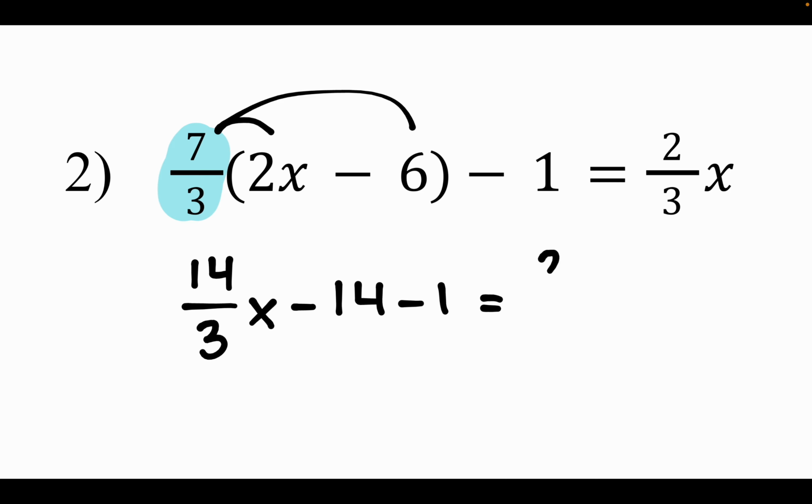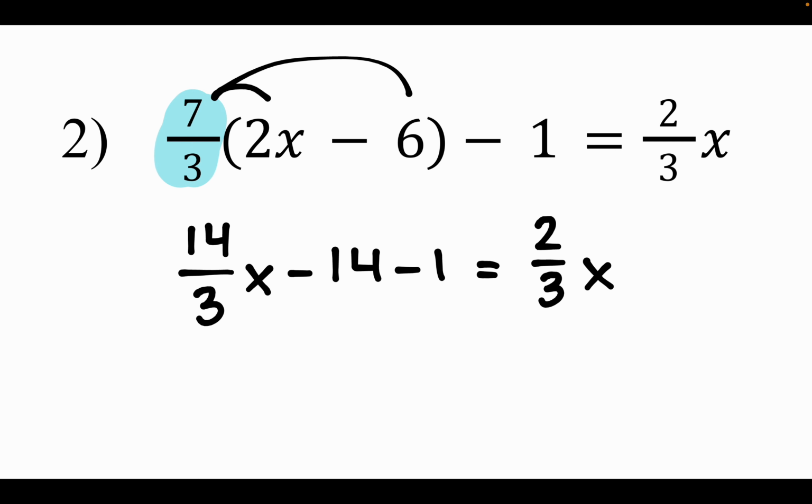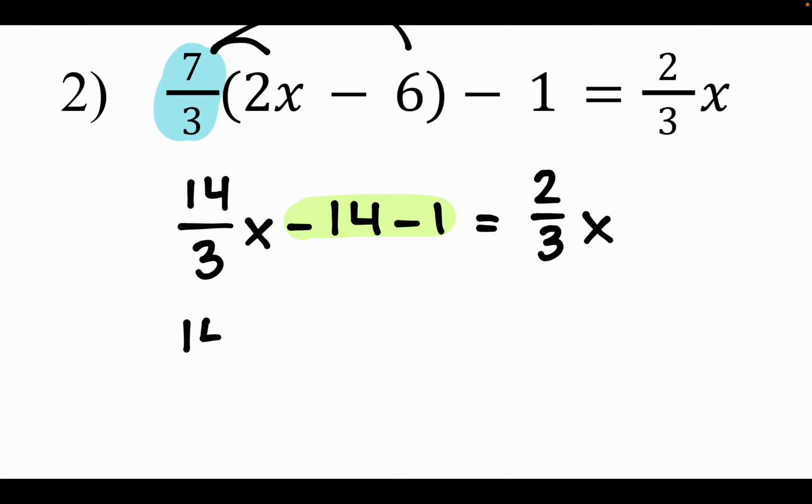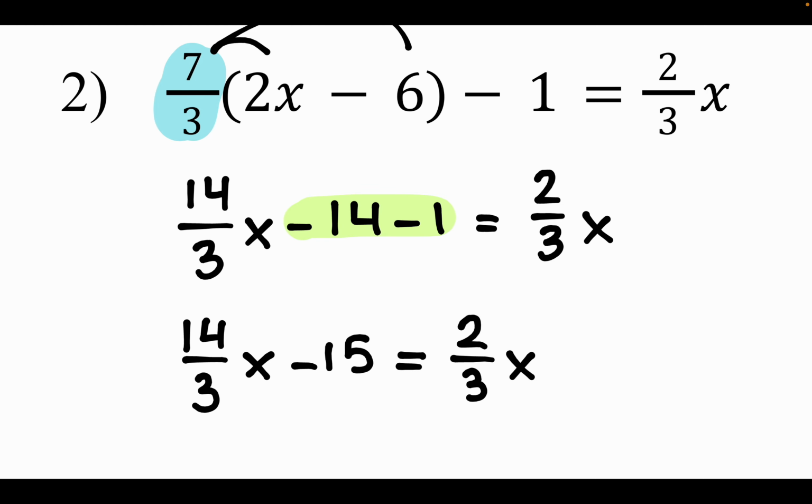equals 2 over 3x. Now our next step before we start moving things around is to see if I can combine anything that's already on the same side, which I can. I can combine my negative 14 minus 1. So I would bring down my 14 over 3x. Negative 14 minus 1 is negative 15 equals 2 over 3x.